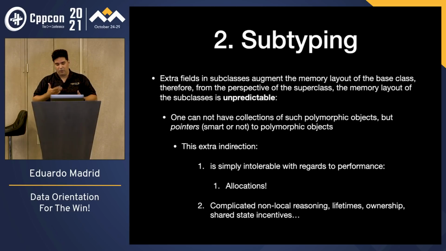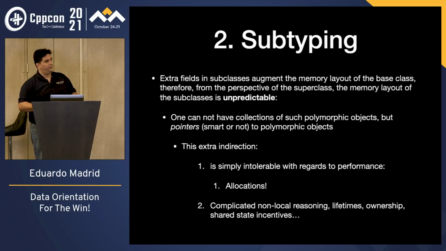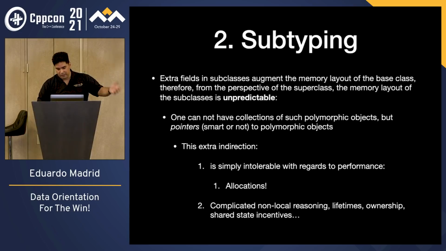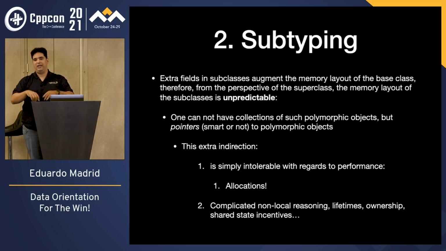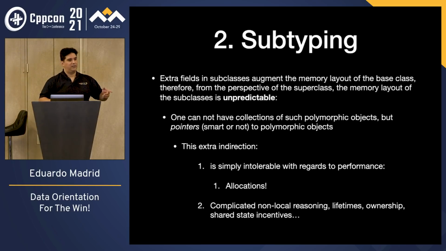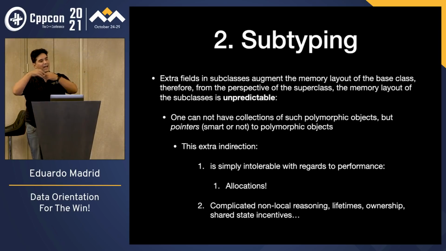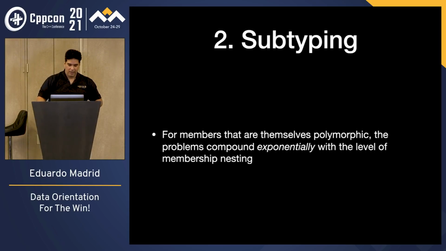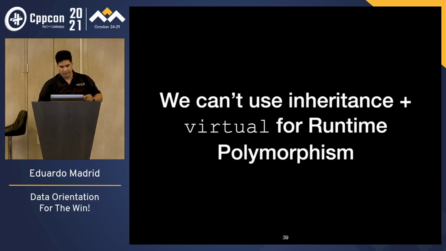This breaks local reasoning. You have to concern yourself with lifetimes, ownership. You have the incentive to share the state, because if it is expensive to do an allocation, then you want to minimize those allocations, and perhaps you're going to change the design so that you are optimizing, but by sharing a state, and that has its own host of problems. So this compounds exponentially with the level of nesting of something that is polymorphic, that has a member that is polymorphic, that has a member that is polymorphic, in my opinion, okay?